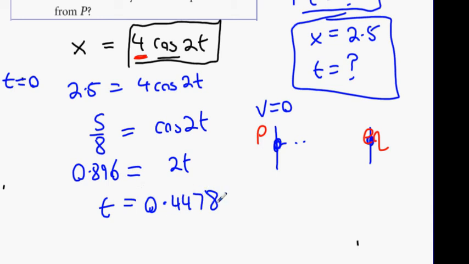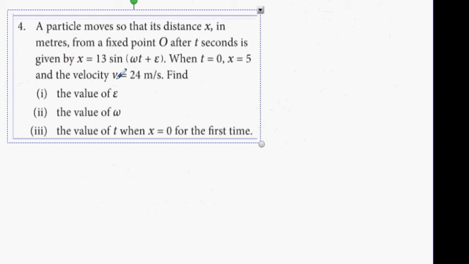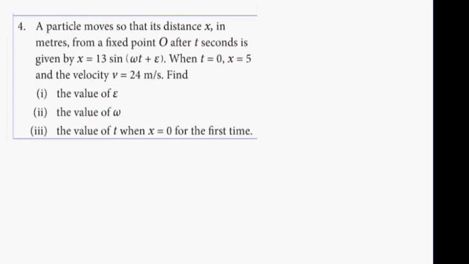We'll try another one out, guys. Very confusing at the start. I found this horribly confusing. Haven't done it in over a year, and just when you're getting back into it, it's tough. Let's try this one here. Does this start from the center or the extremity?